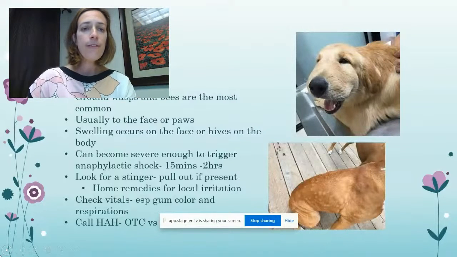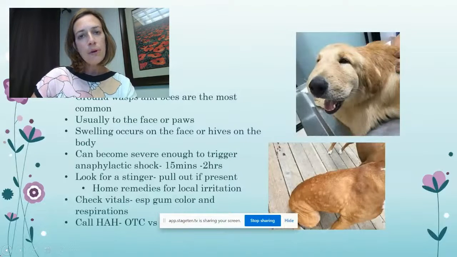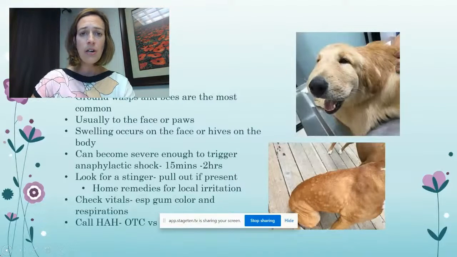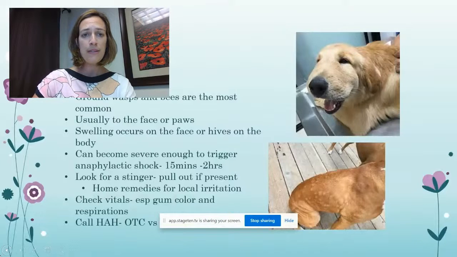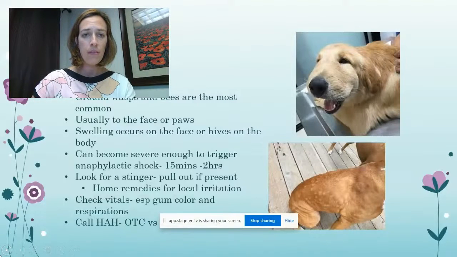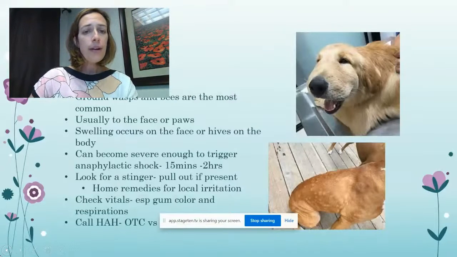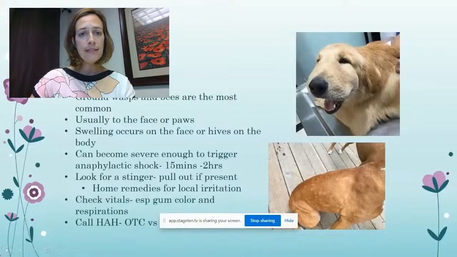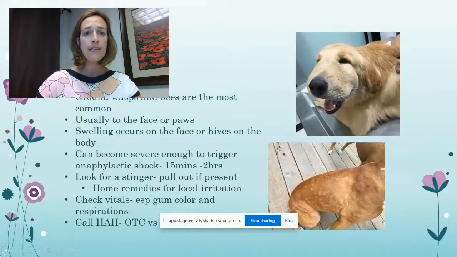Basically, what I was showing here for that first little bit with the bee stings, it's most common to occur in the mouth because our dogs and cats are at the ground, which is where these bees and wasps are at. Sometimes you'll get these hives that you'll see in this bottom picture over the body because they'll be stepping on them with their paws. I want you to check for bee stingers that could be left, especially in the mouth and underneath the paws, that you can pull out. If it's a localized reaction, so it's just the paw that looks swollen, there are a lot of home remedies you can find online made of baking soda.